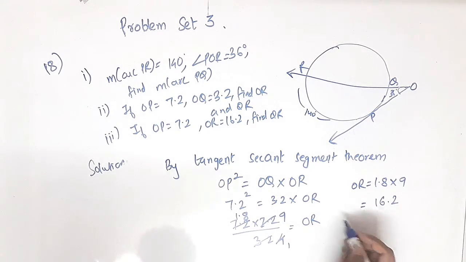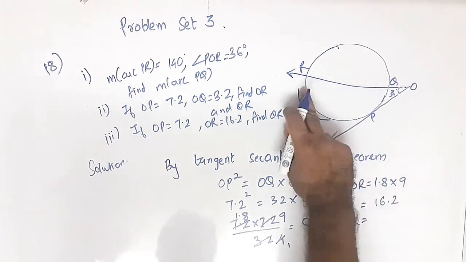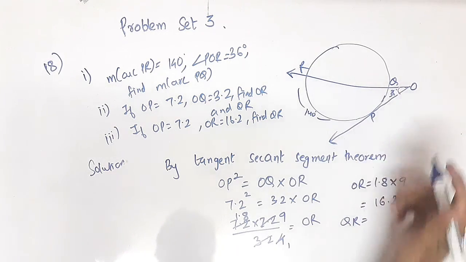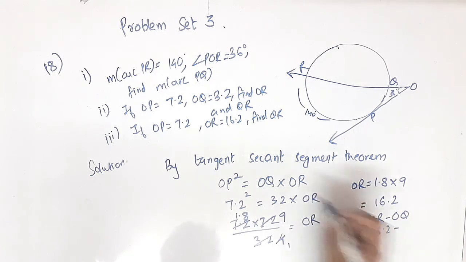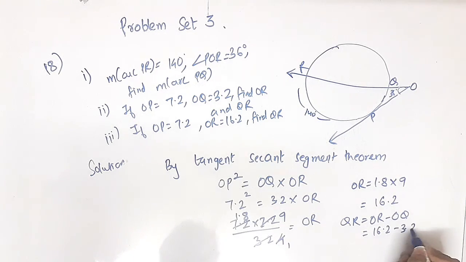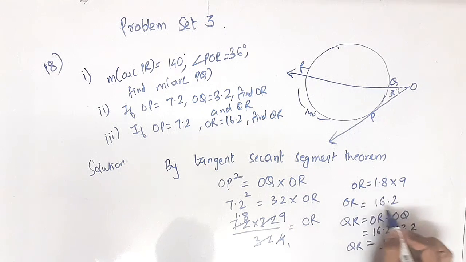Okay, and also we have to find QR. So QR is what? QR is OR minus OQ. OR is 16.2 minus OQ, OQ is 3.2. What is 16.2 minus 3.2? It is 13. So we got QR is equal to 13 and OR is 16.2.